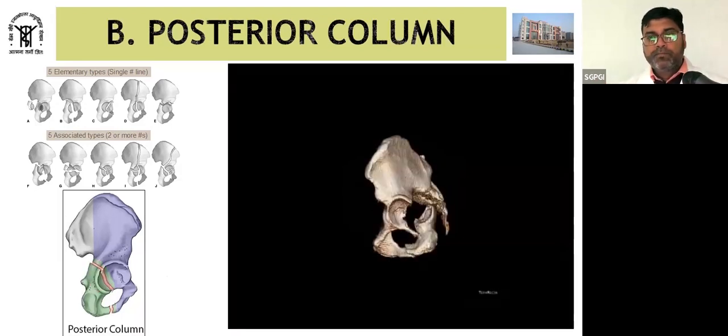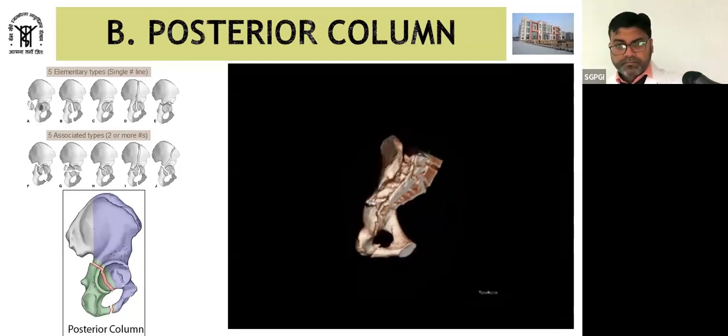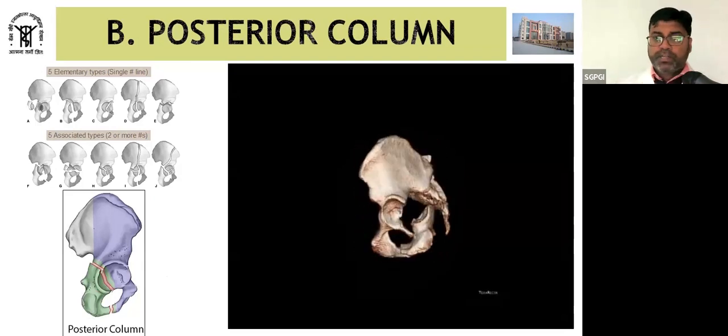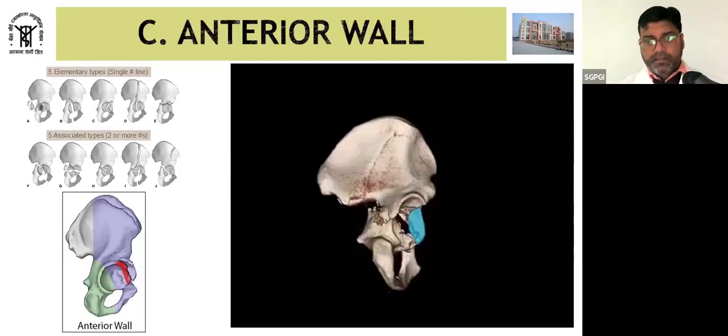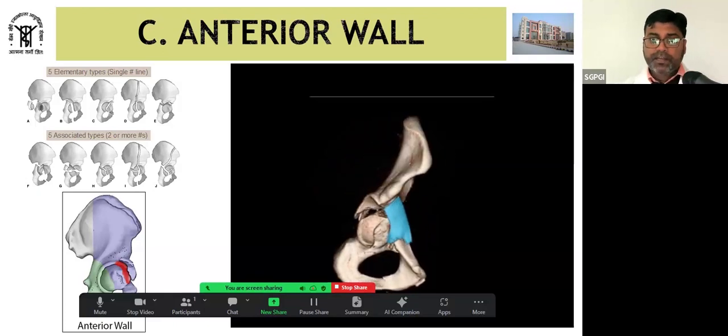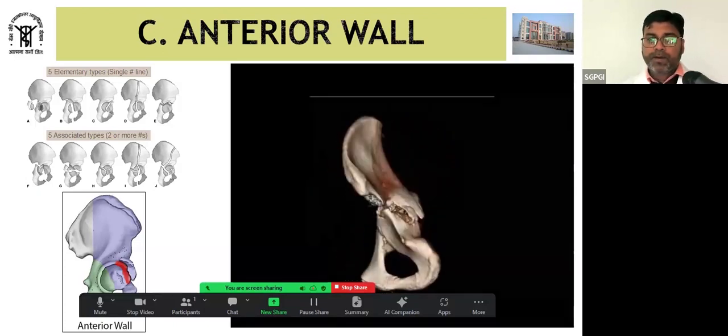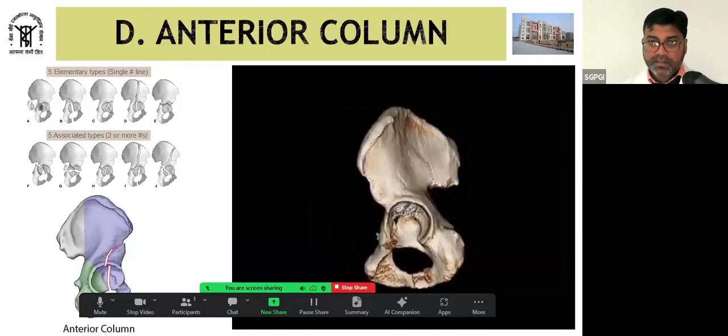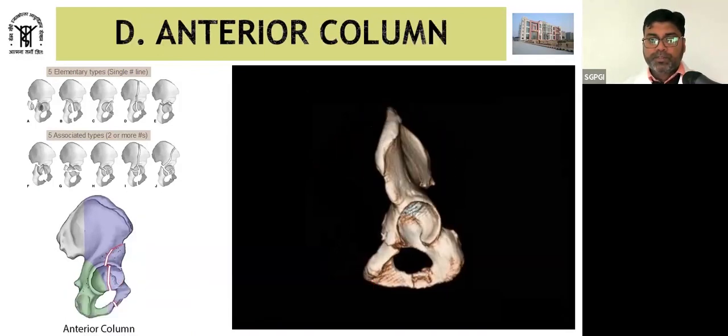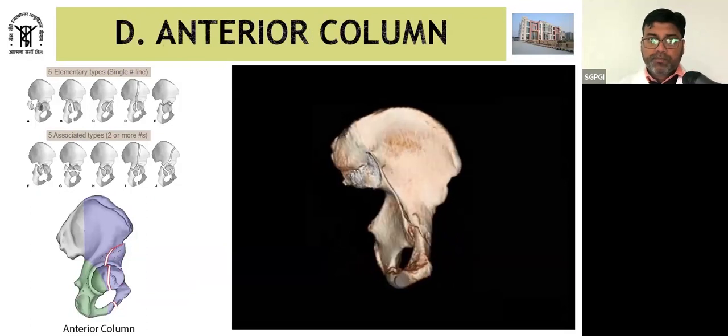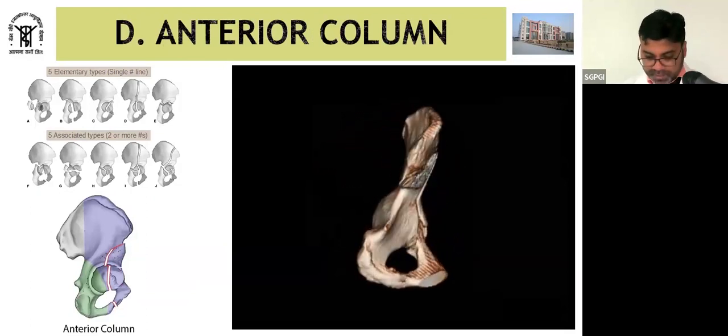Then comes the posterior column. As you can see, the posterior column is broken and not just the wall. The anterior wall fractures are very rare. So we could not get any actual CT scan of just the anterior wall fracture. So in this figure, the blue that has been shown is the anterior wall part of the fracture. Just the rim part is the wall, and the column is coming away from the ilium to the pubis. So just the wall is. So this is the anterior column because, as you can see, it comes from the ilium to the pubis.